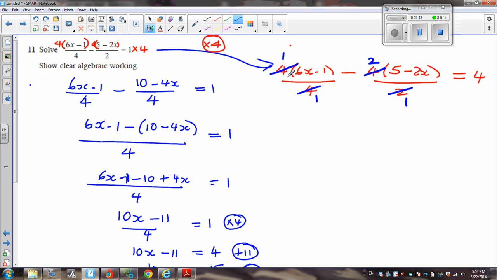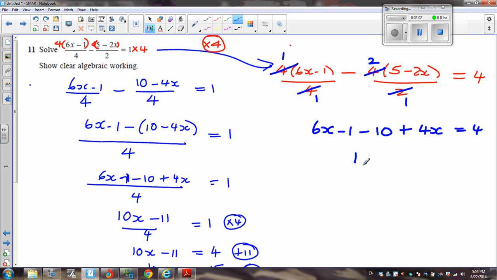Now what I've got is 1 times this first bracket, well, that's just 6x minus 1. Take away 2 lots of this second bracket. Now, again, I've got to be careful with that minus sign. Minus 2 times 5 is minus 10. Minus 2 times minus 2x is plus 4x. And that's equal to 4.